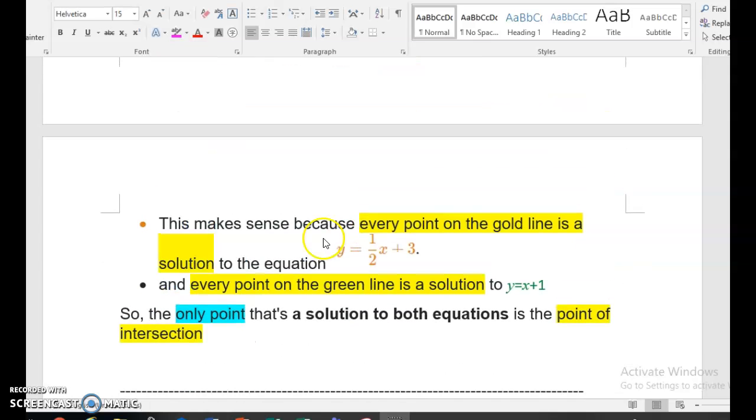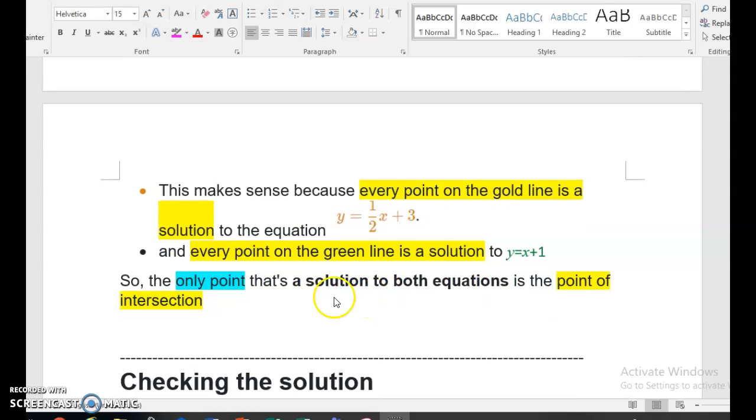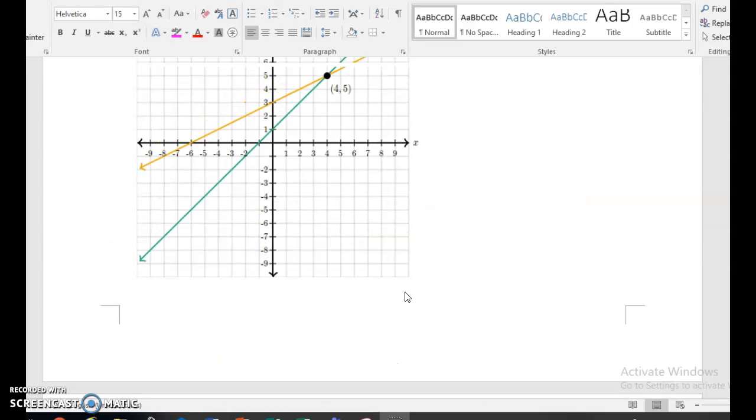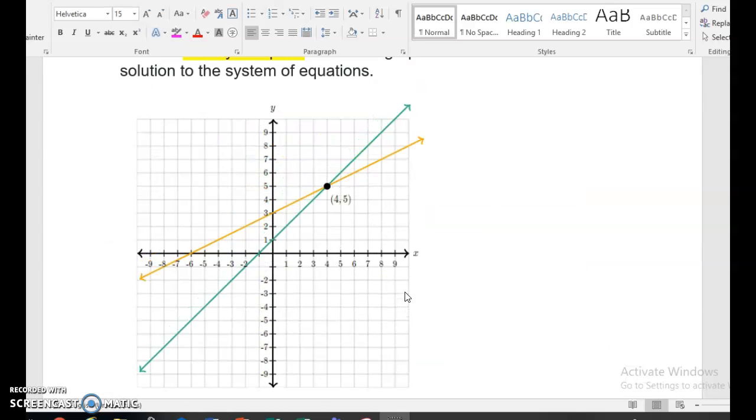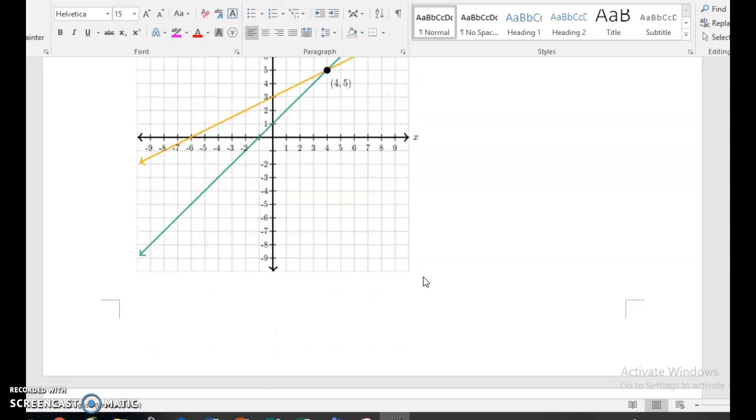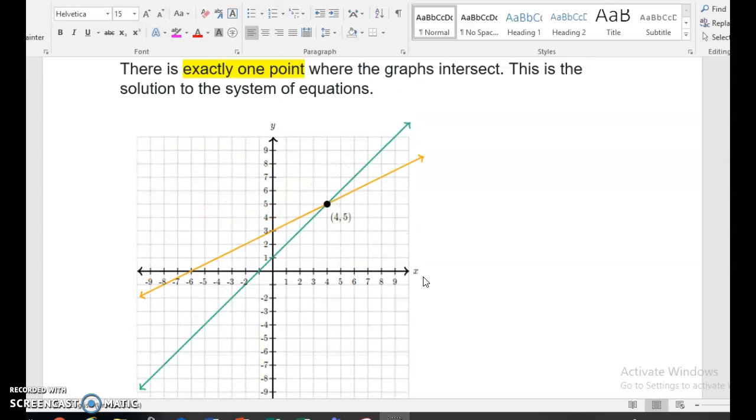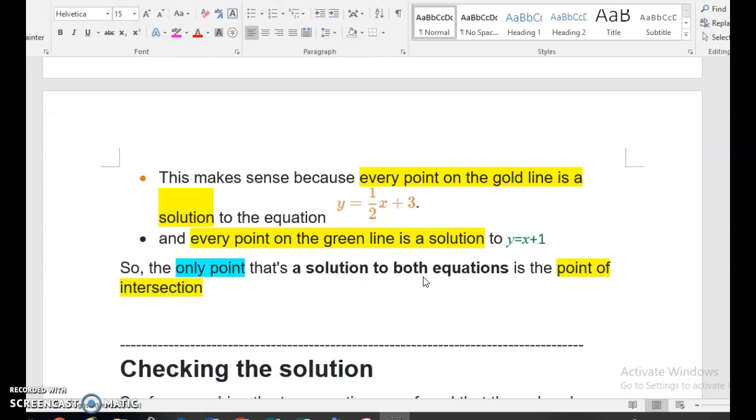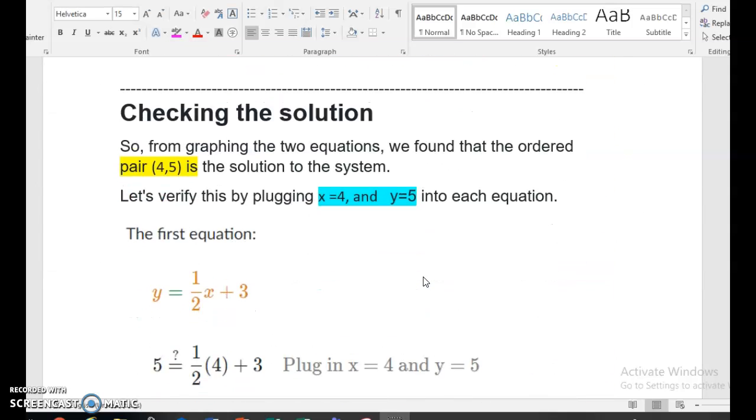Next one. To make sense, every point on the gold line is a solution to that equation, and every point on the green line is a solution to y equals x plus 1. So the only point that's a solution to both equations is the point of intersection. So whenever we look at this intersection, this is the solution. Okay, how do we know it's the solution? That's why we need to check the solution.